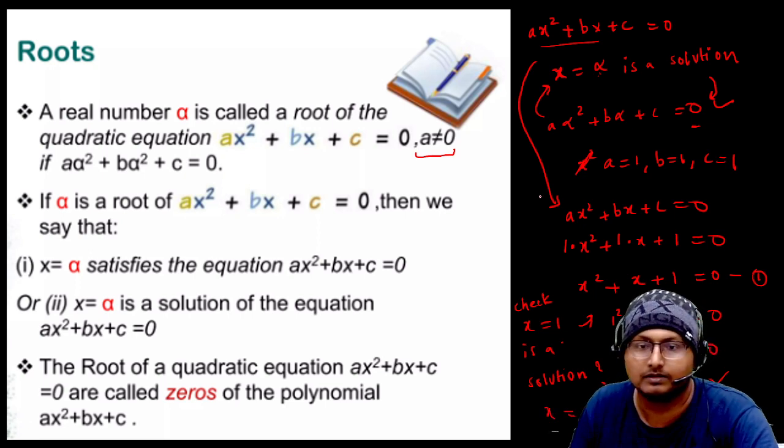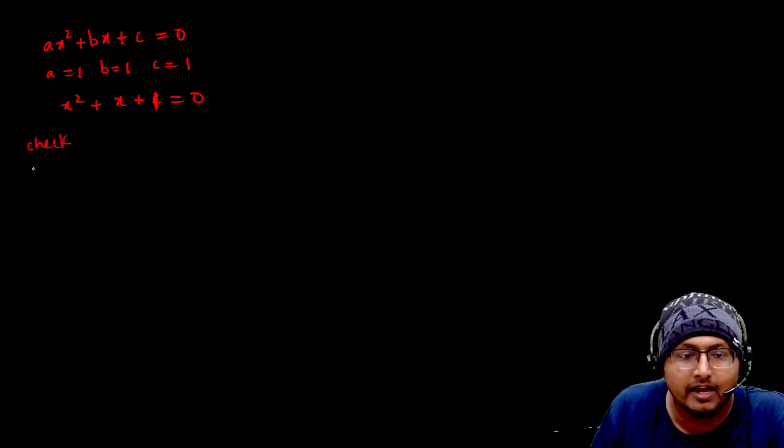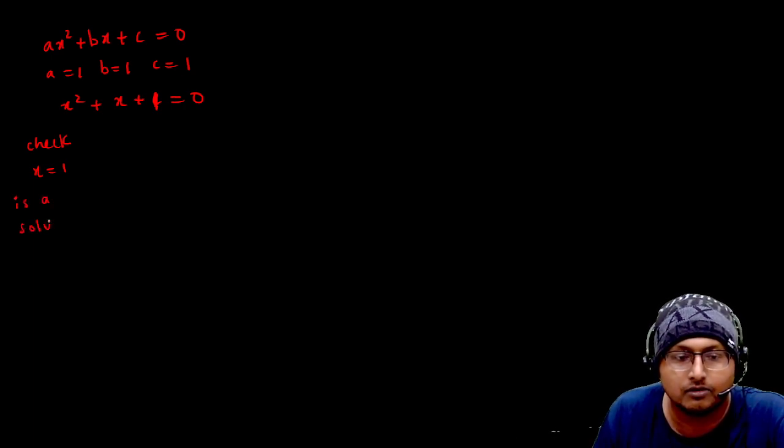Or I'll take one more page. So we have ax square plus bx plus c equal to 0. Substitute a equal to 1, b equal to 1, c equal to 1. Then we'll get x square plus x plus 1 equal to 0. Now what we are checking is whether x equal to 1 is a solution or not. So how will we check? Just substitute that value.